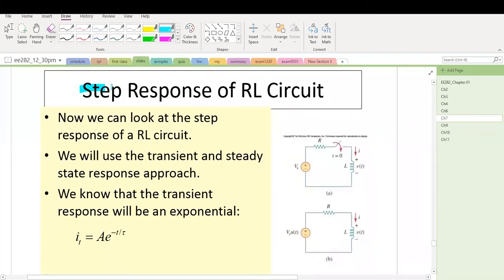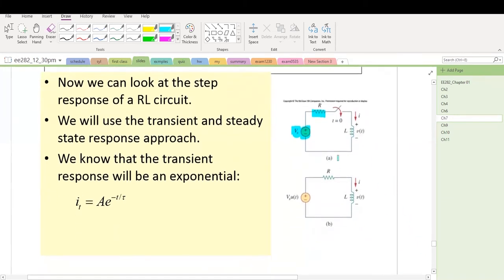In this video, we discuss the step response for RL circuit. As we see in this circuit, at time equals 0, the switch closed. So for t greater than 0, there is an independent source Vs applied to the circuit now. And this is equivalent to a circuit where Vs plus this switch can be expressed by Vs multiplied by the step function u of t.